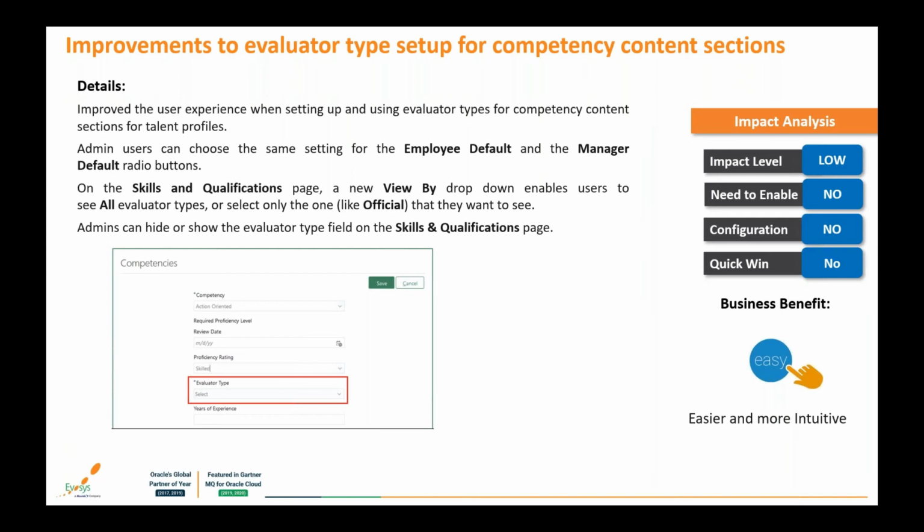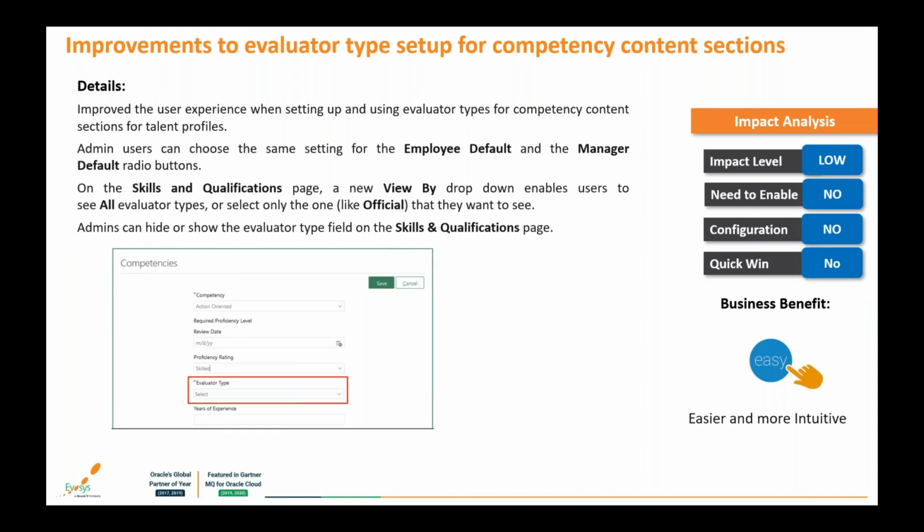So when the HR tries to do it from their login, by default the evaluator type becomes official. But it was a request from a manager or an employee. So ideally it should be either self or supervisor based on whatever the request was. Now from this release, this particular requirement has been catered to.